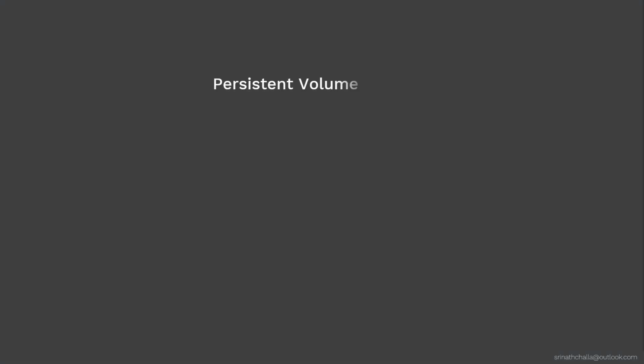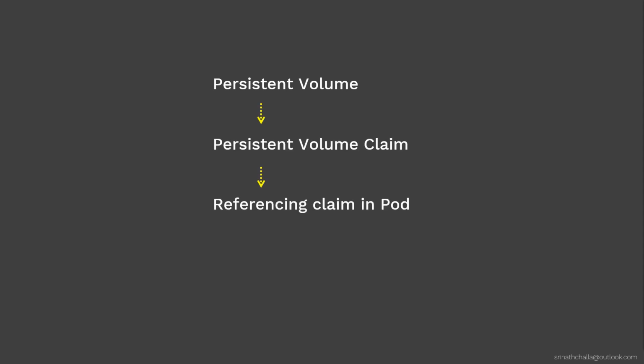To give you a high level overview of upcoming slides, it's primarily divided into 4 sections. It starts with creating the persistent volume. Then we'll create the persistent volume claim to claim the persistent volume that we just created above. Then we will reference that claim inside the pod. And finally, we'll test the use case of it.